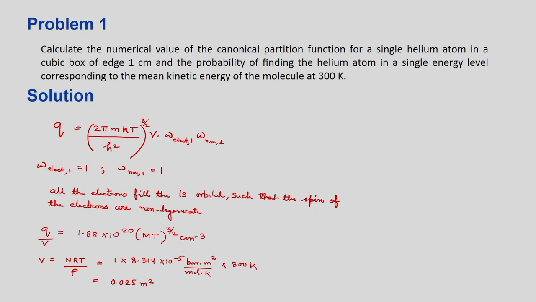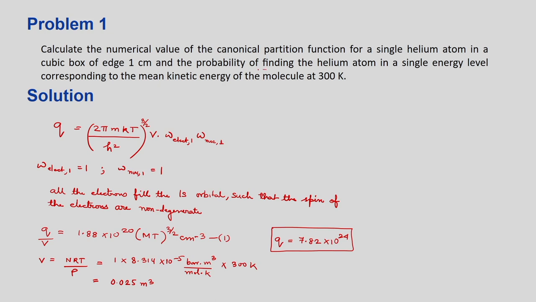You get the volume. Now, you can substitute all the values in this expression 1, you will get Q as equal to 7.82 10 to the power of 24. This is the value of partition function you will be getting for a single helium atom. So, this you will be requiring later. Now, this is the first part. We calculate the numerical value of the canonical partition for a single helium atom.